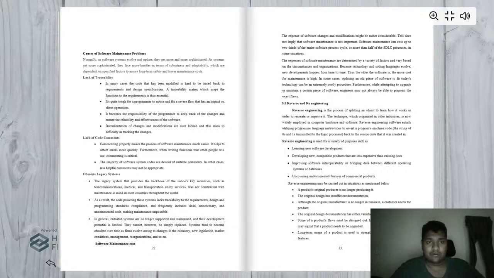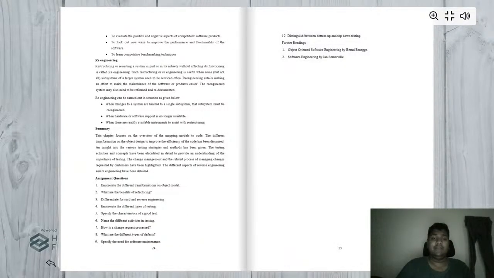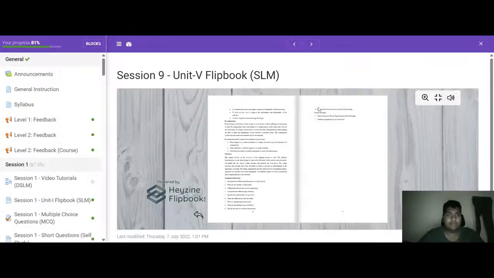Okay. Causes of software maintenance problems: lack of traceability, lack of code comments, and an objective legacy system. All these things cause maintenance costs. Reverse engineering means what? We can use it to understand the system. Reengineering means we go and re-engineer, that's it. That's all. So these are the important questions, you can note them. So please know this, okay?